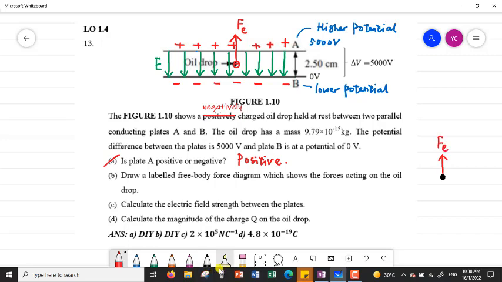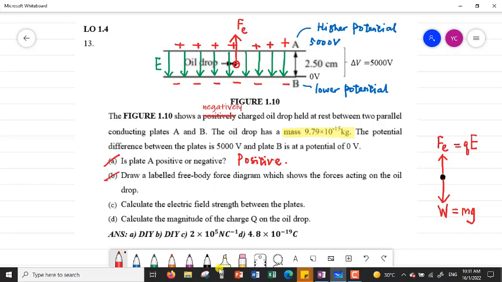And then class, be careful, the oil drop has mass. Because the mass is given, for the oil drop we are going to have weight acting downwards due to the mass. Weight is given by mg. Electric force is Q, the magnitude of charge of the oil drop, multiplied by the electric field strength. Okay, so these are the forces acting on the oil drop.